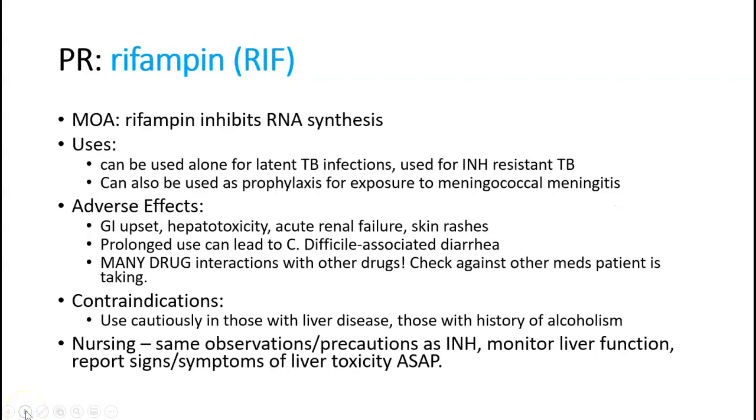The second drug we're going to learn is rifampin, which has been abbreviated as RIF, and it inhibits RNA synthesis. Can be used alone for latent TB infections or used for INH resistant TB. So if we have someone on INH and they've been on treatment for a while and they've been tested and their sputum still comes back positive, then we would switch them over to this drug.